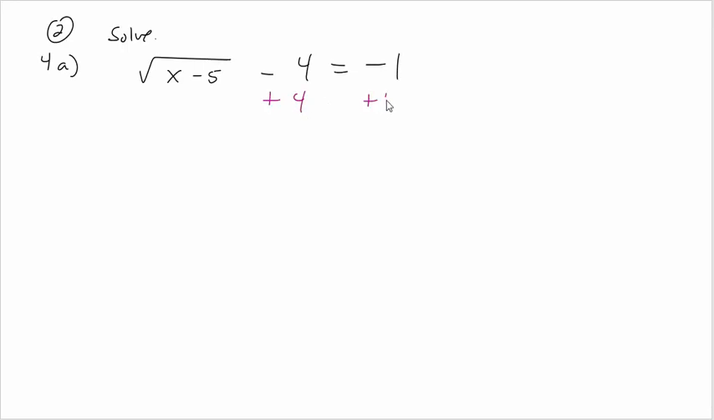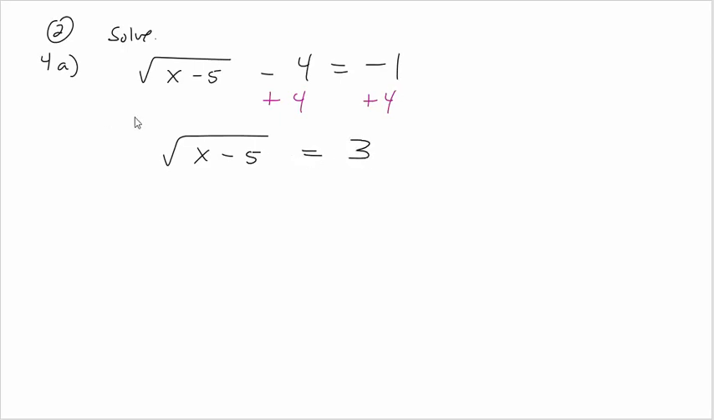So now we get to some solving stuff here. So 4a is worth 2 points, and we're solving. And we have radical x minus 5 minus 4 equals negative 1. So to get rid of this radical so we can get x by itself, we're going to have to square both sides. But we really want to isolate the radical first. We've got to move this 4 out of the way to make squaring both sides easier.